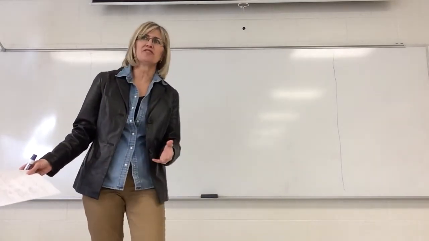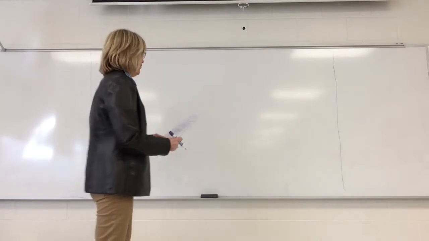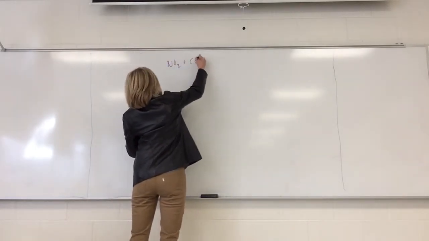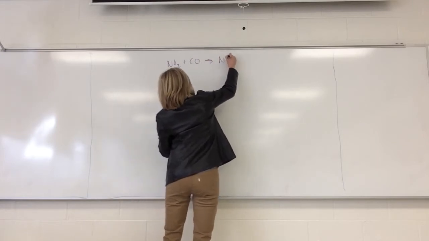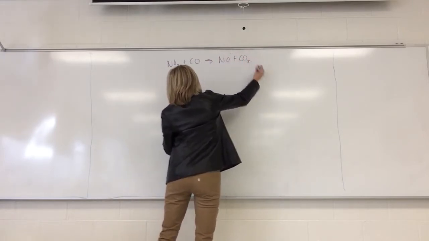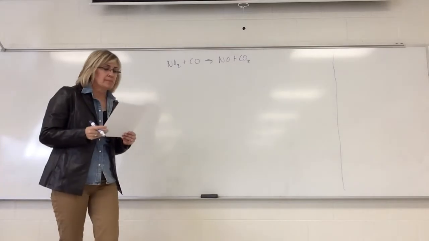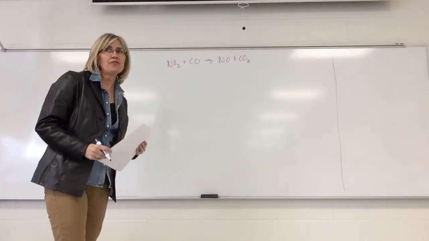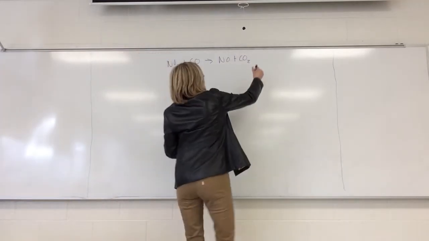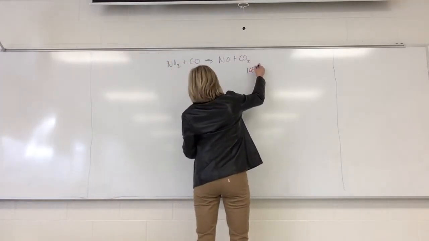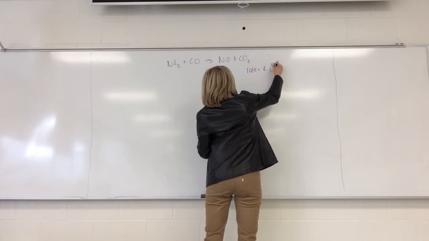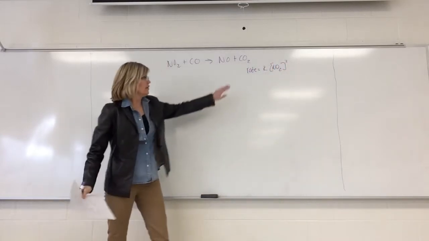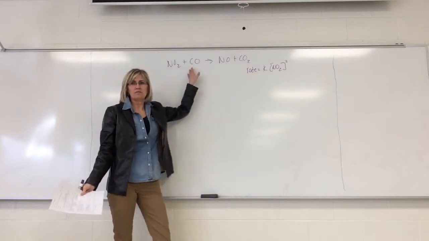So we can still get it. Just make sure you understand where we're getting this from. So apparently this is the reaction: NO2 plus CO goes to NO plus CO2. There's our reaction, and they give us a rate law. The rate law for this is rate equals k times [NO2] squared. This is the rate law, and this is the equation.